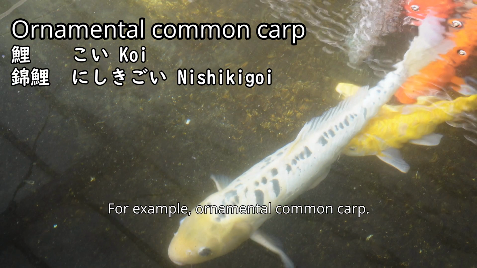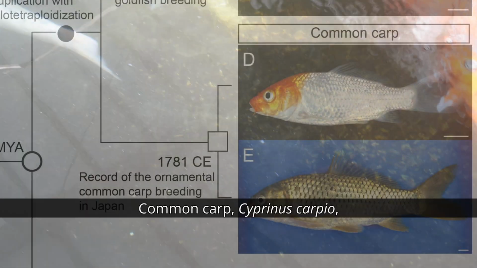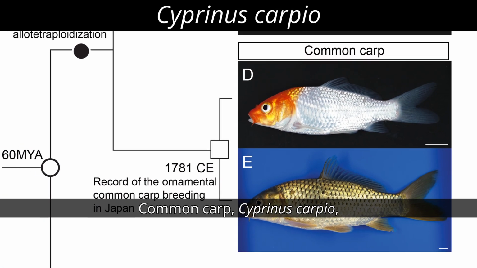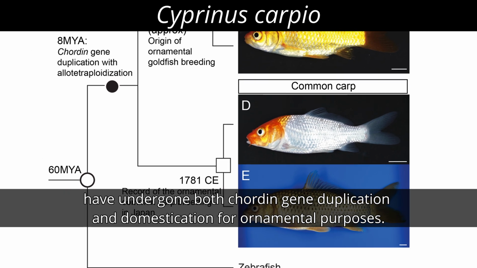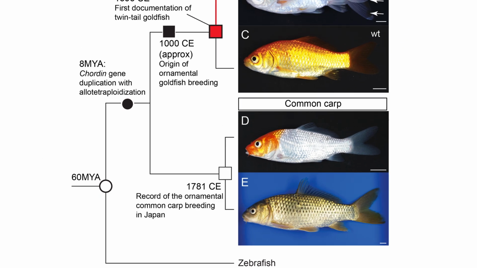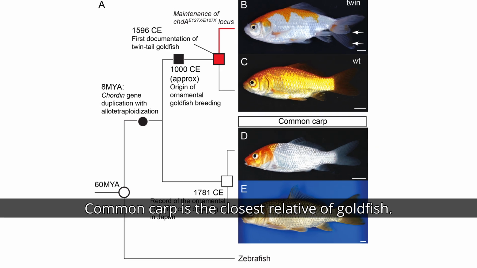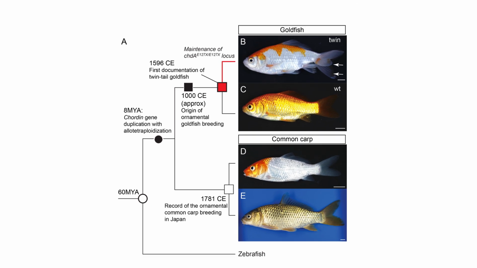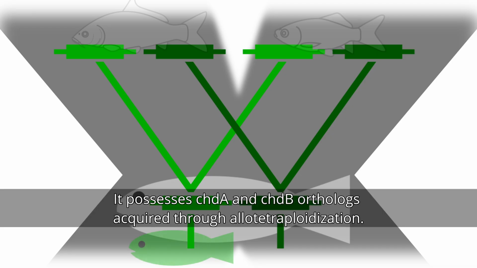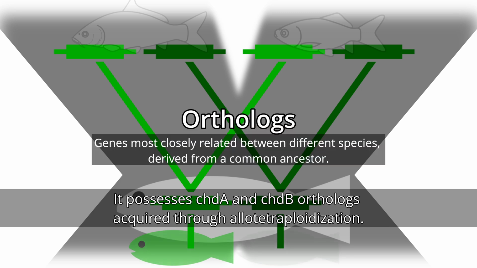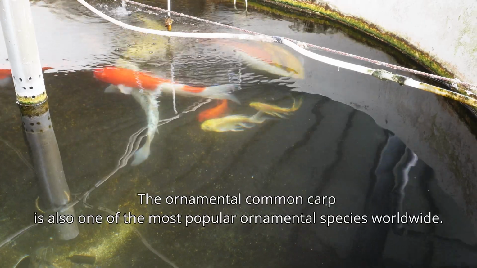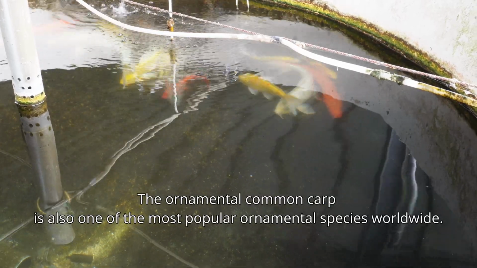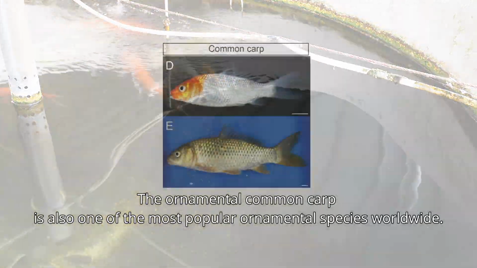For example, ornamental common carp. Common carp, Cyprinus carpio, have undergone both coding gene duplication and domestication for ornamental purposes. Common carp is the closest relative of goldfish. It possesses coding A and coding B orthologs acquired through allotetraploidization. The ornamental common carp is also one of the most popular ornamental species worldwide.